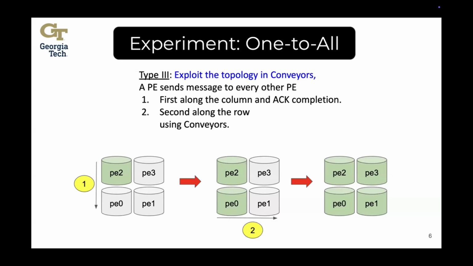And we have a type 3 where we simply, as shown in the picture, consider the point of view of PE2, which is the one that has to send the data. It first sends along the column and makes sure that all the column members have the data, followed by each of those column members pushing their data onto the row members.